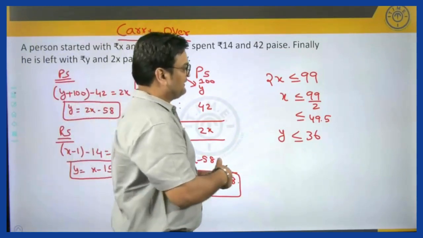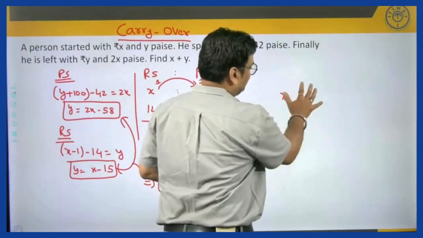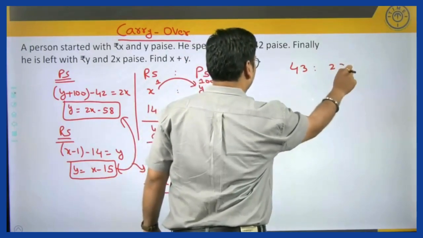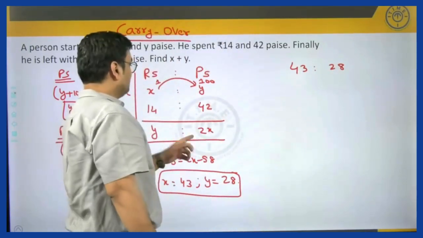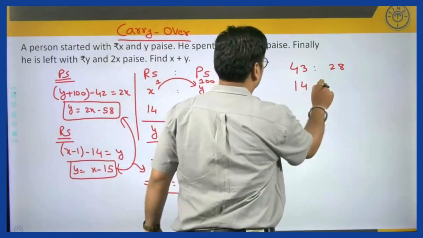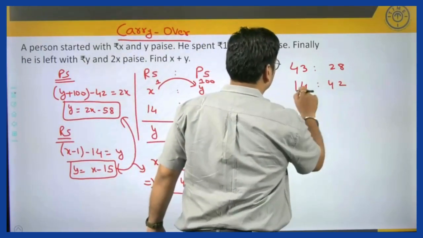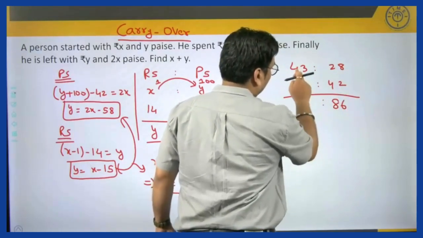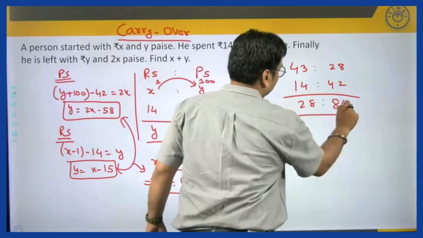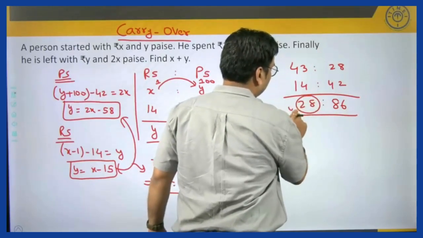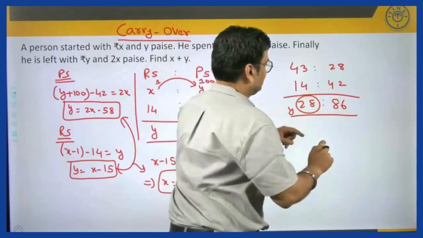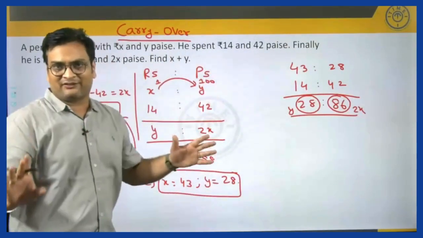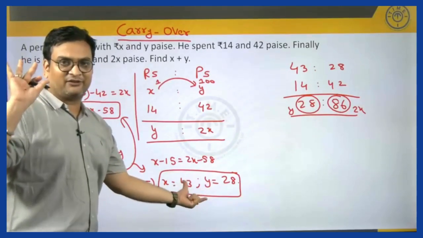So that means I started with 43 rupees and 28 paise. I spent 14 rupees and 42 paise. So when I subtract this, I'll get 86 here, and 42 minus 14 will give you 28 here. And please notice this 28 was nothing but Y, and this 86 was nothing but 2 into 43, 2x. Everything matches. So these are absolutely right values for x and y.